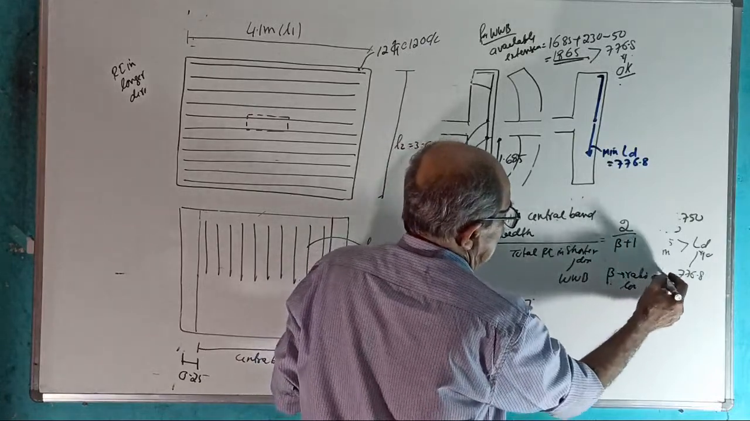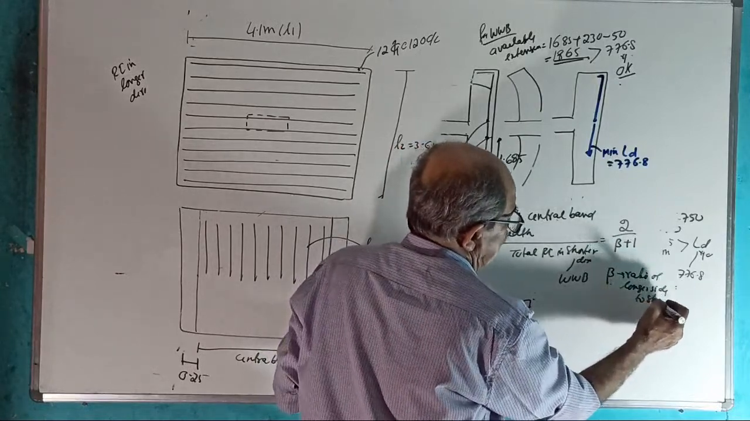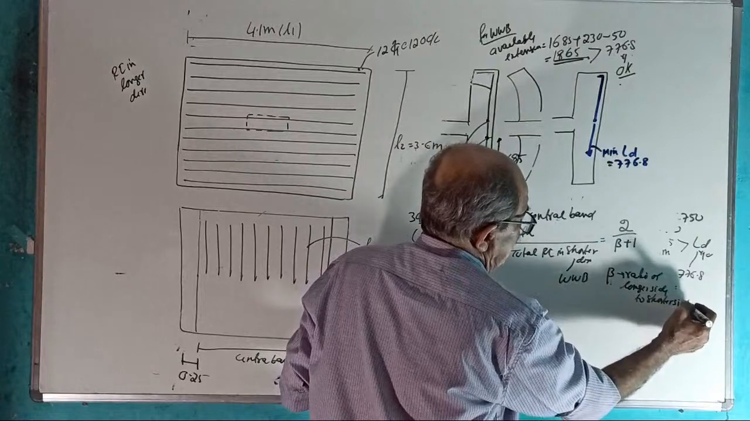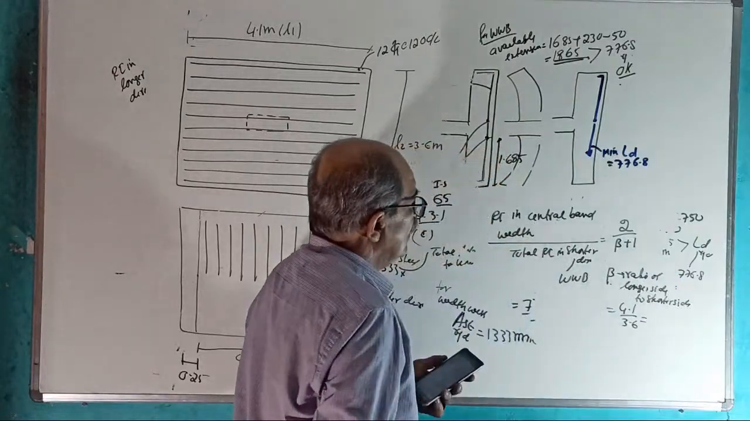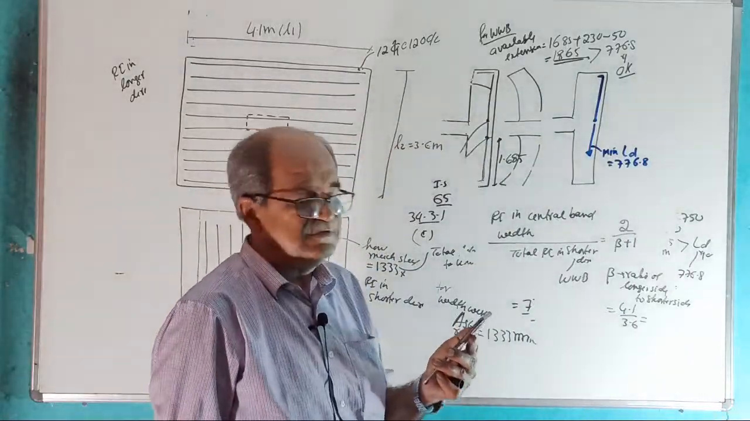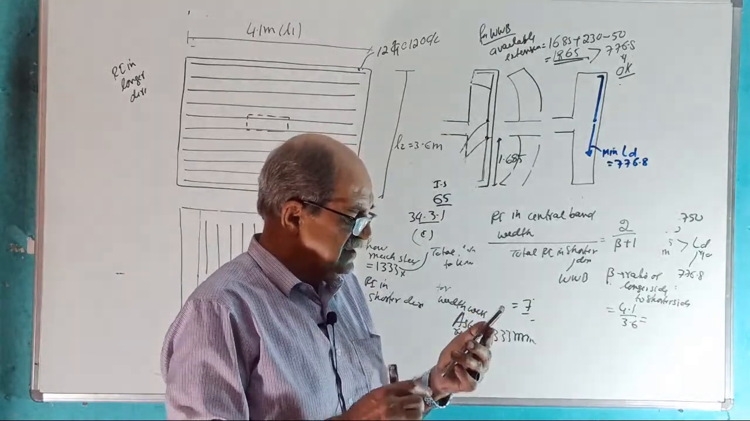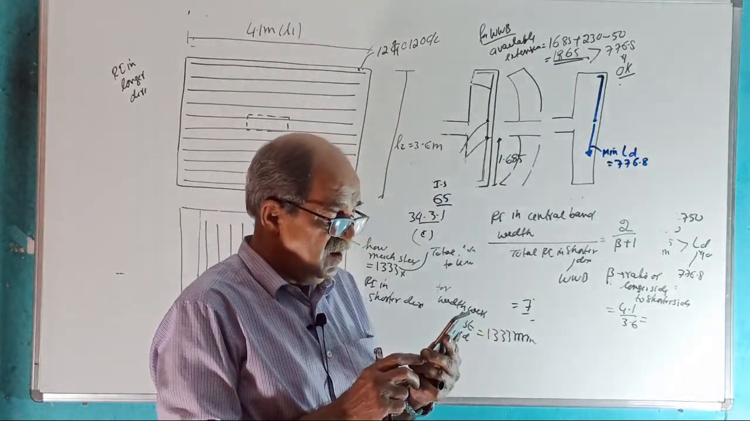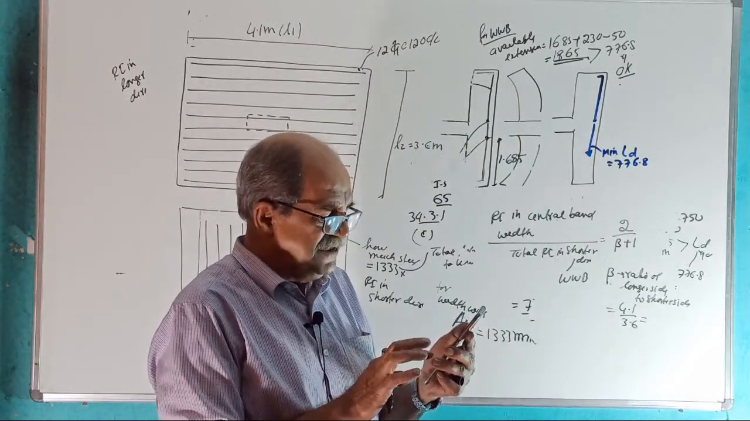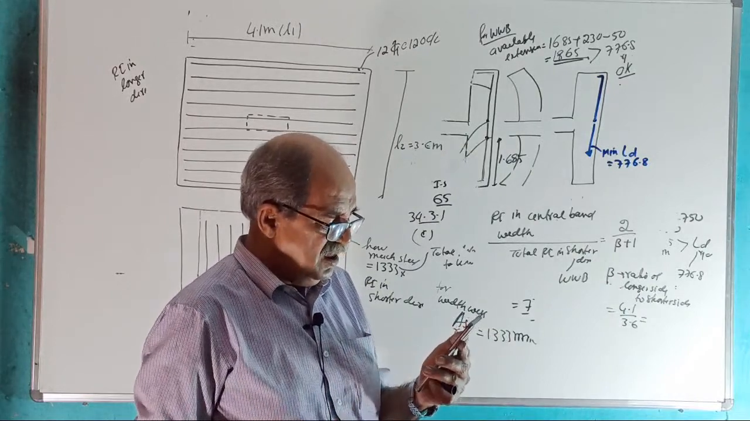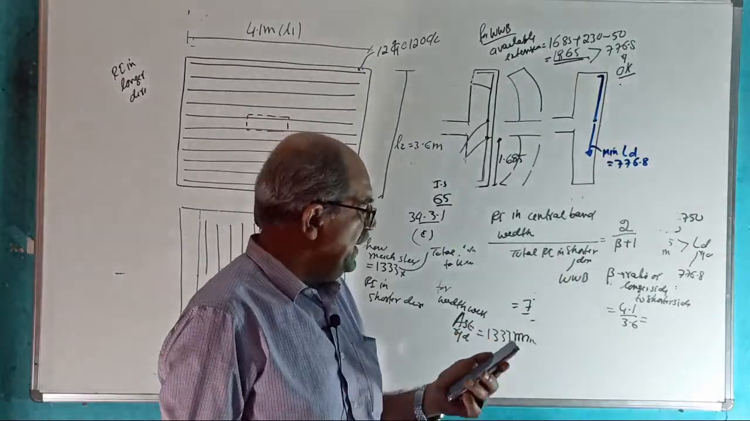where beta is ratio of longer side to shorter side of the footing. Tell the answer. 4.1 by 3.6. What is the answer? Okay, sufficient for me. Just make a note. 4.1 by 3.6. What is the answer? That is beta.